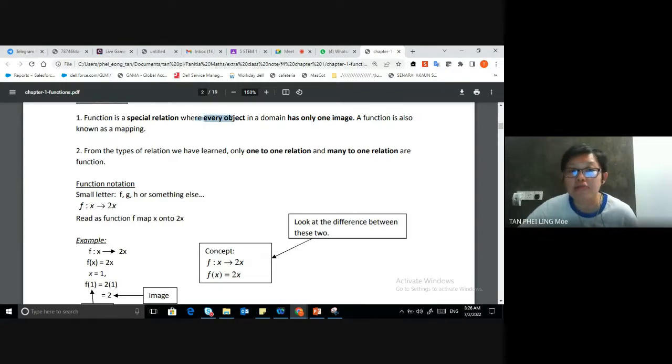Because every object in the domain has only one image. So that's the justification. And then here is just extra. A function is also known as a mapping. From the type of relation we have learned, only one-to-one relation and many-to-one relation are function.